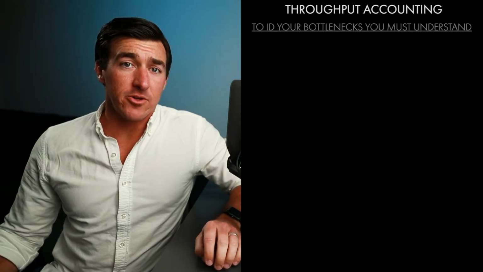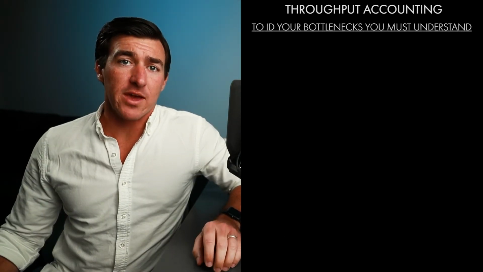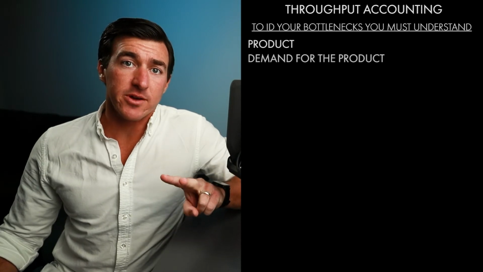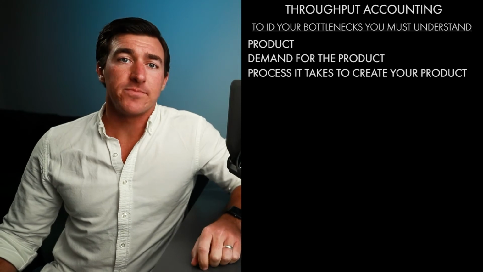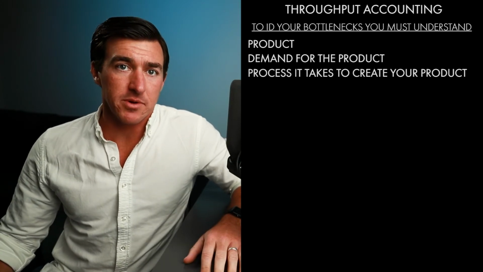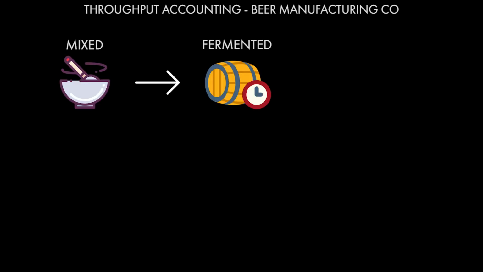To identify your bottlenecks, you have to be able to really understand your product, the demand for your product, and the process it takes to create your product. So let's use a great example. Let's say that we run a beer manufacturing company. We make 3 different types of beers, and every beer goes through the same process. Each beer is mixed, fermented, and then bottled.